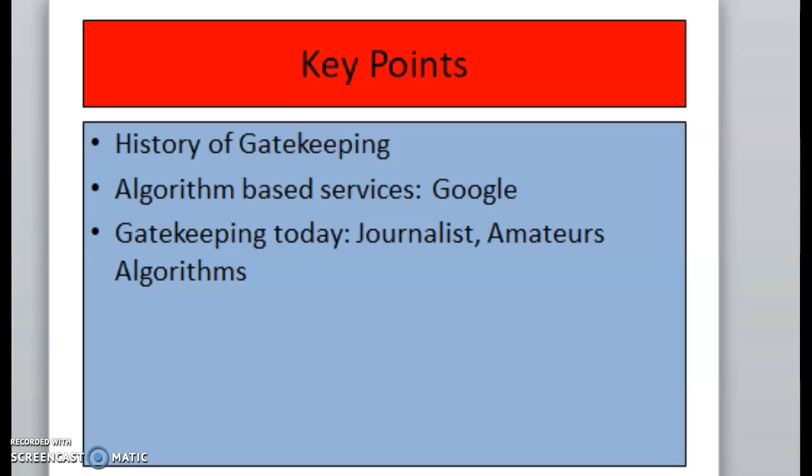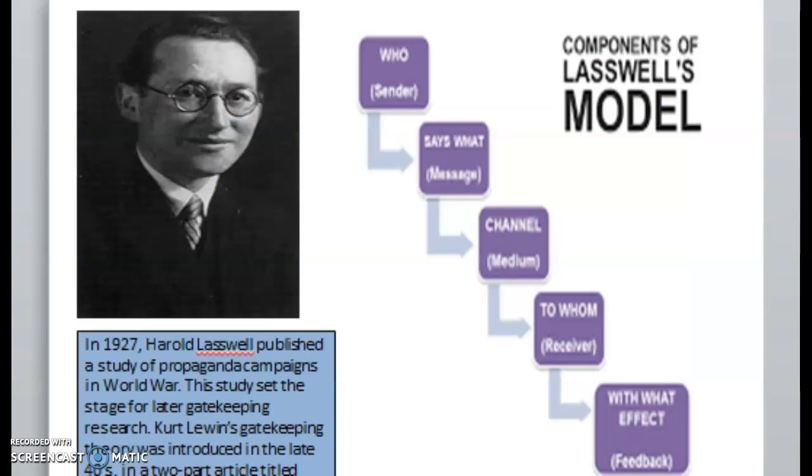The key points today are the history of gatekeeping, algorithm-based services such as Google, and gatekeeping today with regard to journalists, amateur journalists, and algorithms. In 1927, Harold Lasswell published a study of propaganda campaigns in the World War. The study set the stage for gatekeeping research. He asks who, what's the channel, who's it going to, and what's the effect.